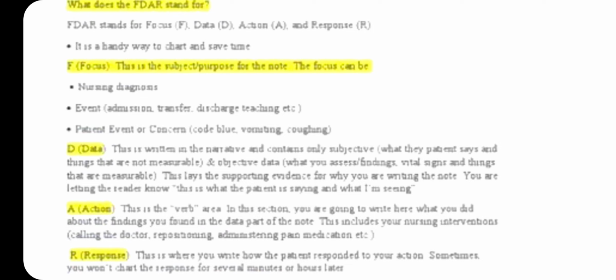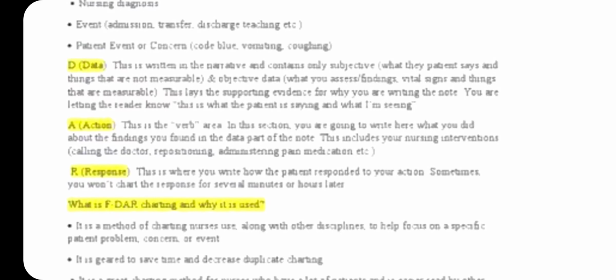Example, gusto mong health teaching on medication. So, pwede yan yung focus natin. And then, patient, event, or concern, such as ang concern niya is nausea, diarrhea. So, depende yan sa pwede ninyong or focus ninyo. So, madaming pwedeng maging focus.